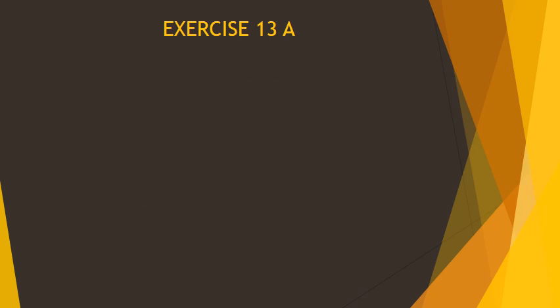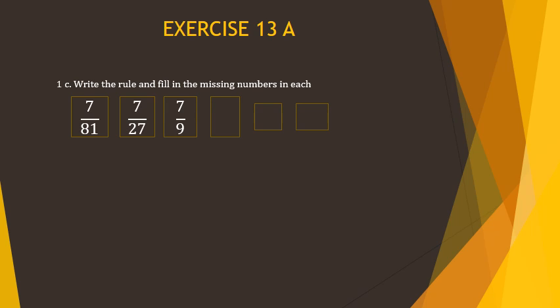Now children, let's do the second question. This is the C part of question number 1. Again we have to write the rule and fill in the missing numbers. So here the first number of the pattern is 7 divided by 81, or 7 upon 81. The second number is 7 upon 27. The third number is 7 upon 9.